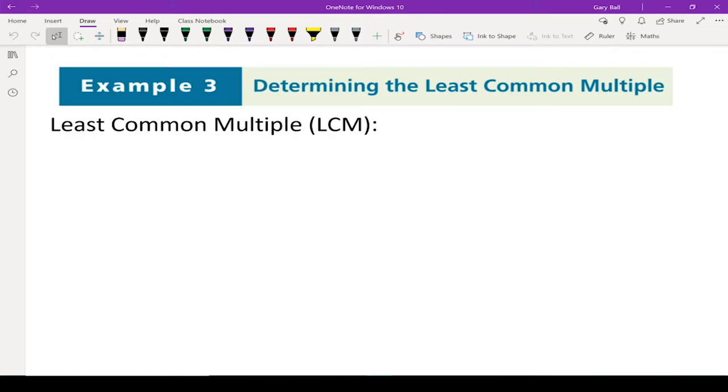Let's take a look at determining the least common multiple. Now, what the least common multiple is, if you've got a set of numbers, that is the smallest number that all of your numbers will multiply into. So they will be getting larger, they'll be multiplying bigger, and what's the smallest one that all of them will multiply into?